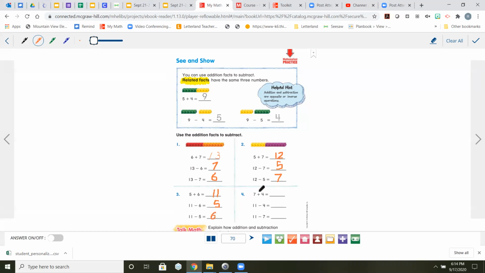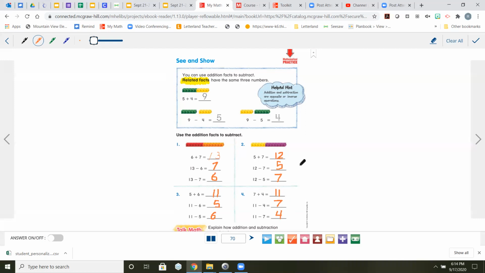Okay, let's come over here. 7 plus 4. What's down here we've not used? Oh, there's an 11. We're doing 11 again. Now let's go backwards with this. 11 minus 4 equals 7. And then here we have 11 minus 7 equals, which one's not used? The number 4.